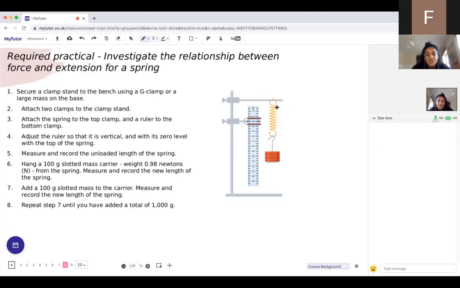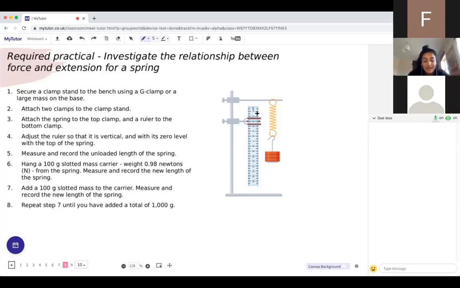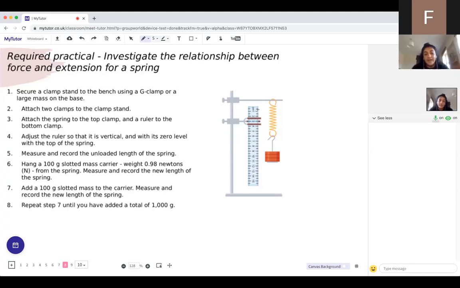We need to adjust the ruler so that it is completely vertical, completely parallel with the clamp stand, and with the 0 at the top of the spring. So you can see that the 0 level of the ruler and the top of the spring line up. So that's how we want to set it up.